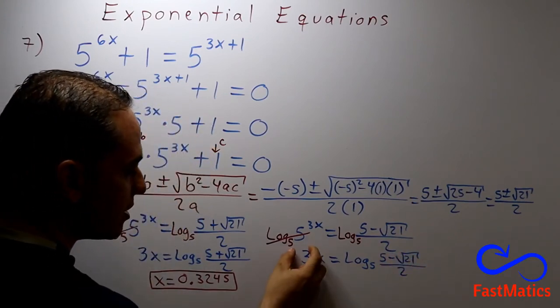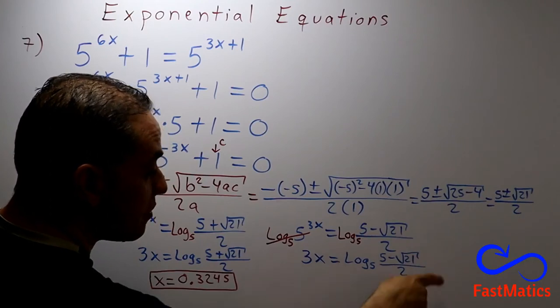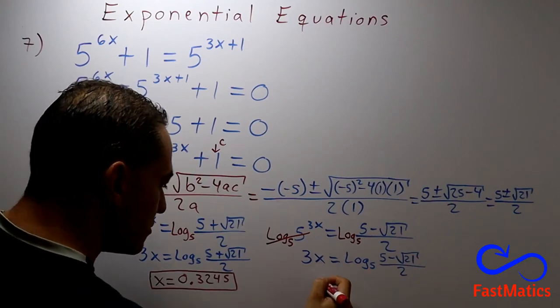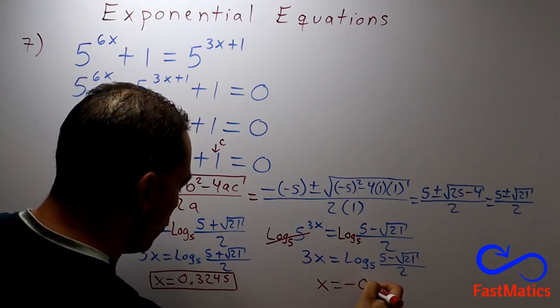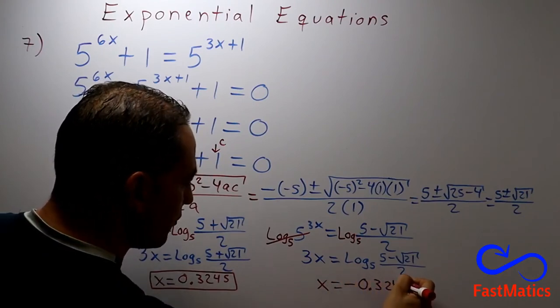Finally, if I pass the 3 to the denominator and we solve it with the calculator, we get the same number in negative. Negative 0.3245.